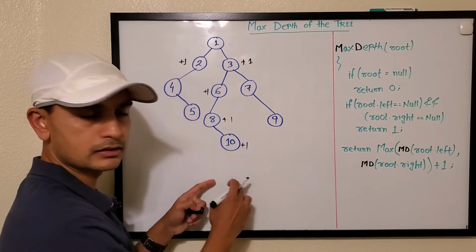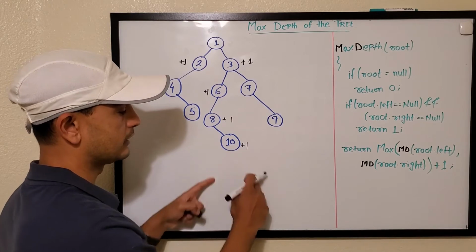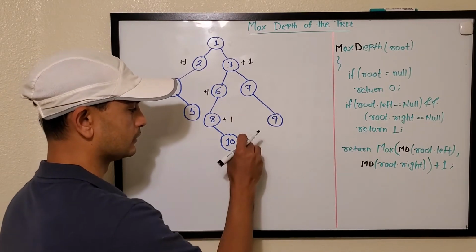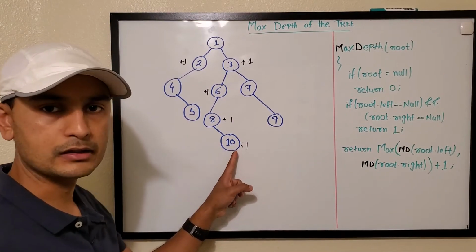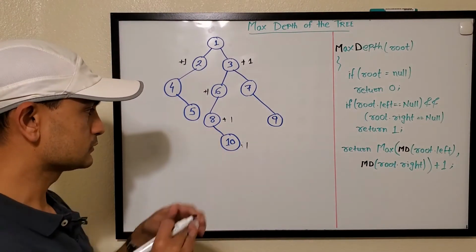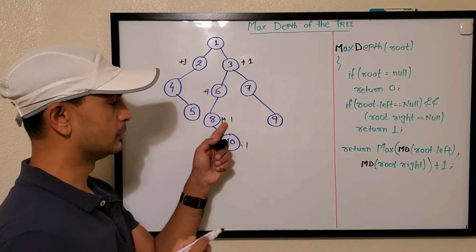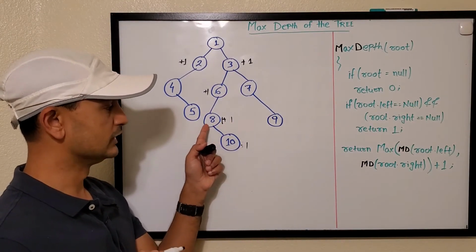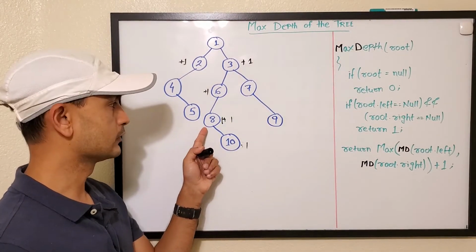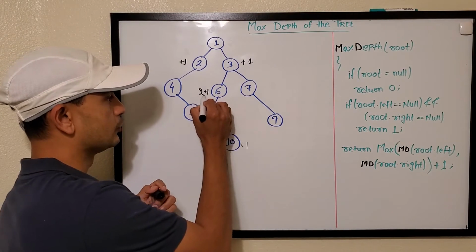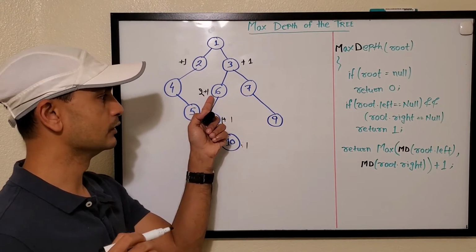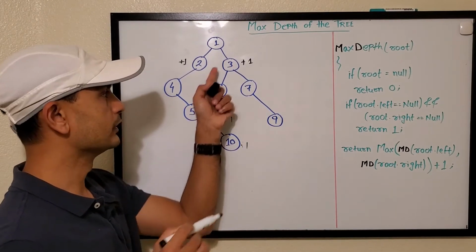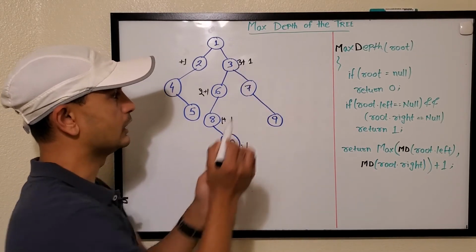Now when this goes here, there are no children, left and right are null, so it'll return 1. So the depth of this node is 1. Now this function will return, so it'll become 1 + 1. So the depth of 8 is 2. This will go here, it'll become 2 + 1, so the depth of this node is 3, and this will go here, it'll become 3 + 1.